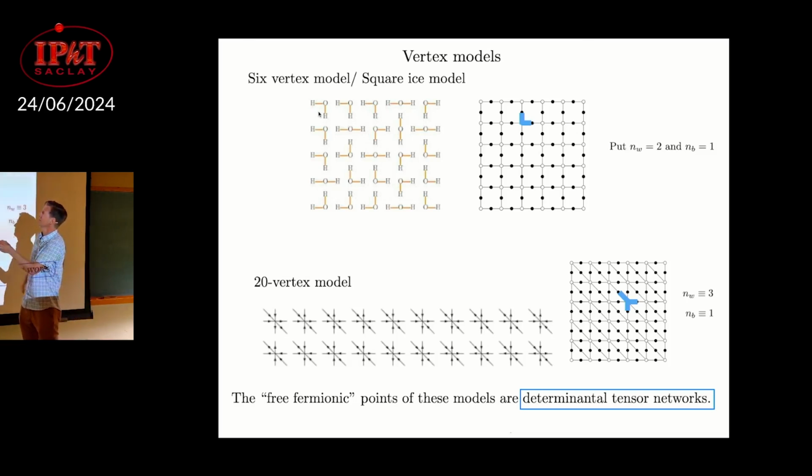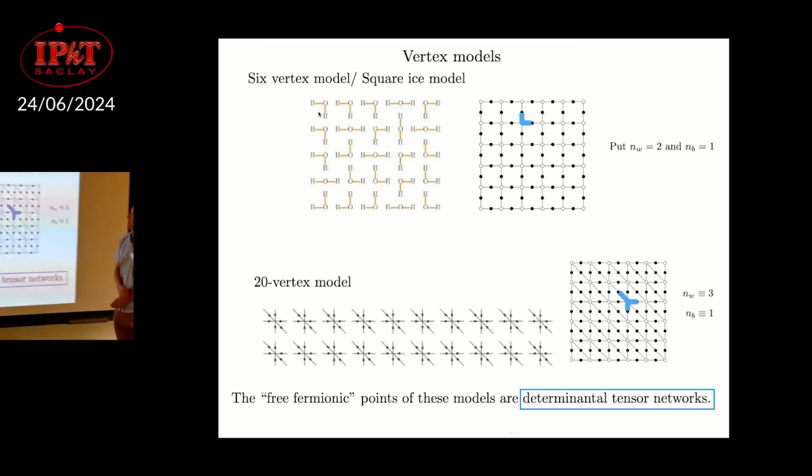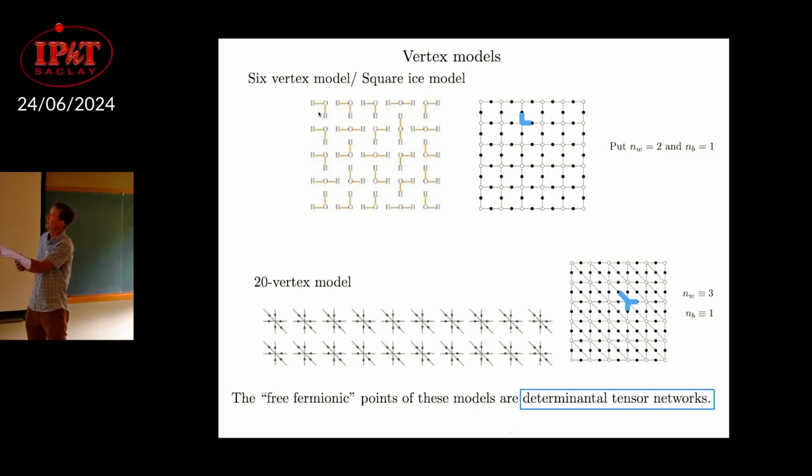A multi-web is a set of edges which covers each white vertex twice and each black vertex once. And so it looks exactly like a square ice model. So in that sense, the square ice model is a set of multi-webs. Each square ice configuration is a multi-web for these particular multiplicities.